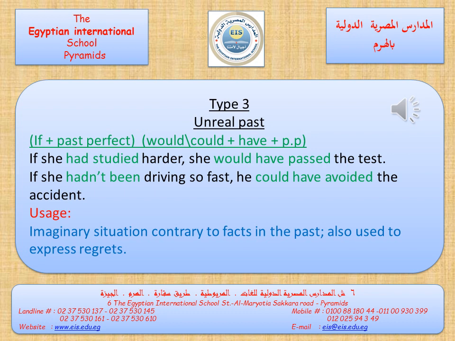There is a question. Why is the condition here impossible? Do you know the answer? Yes, that's right, because it's in the past. We cannot change the past. So that's all I can say about the third conditional sentence.